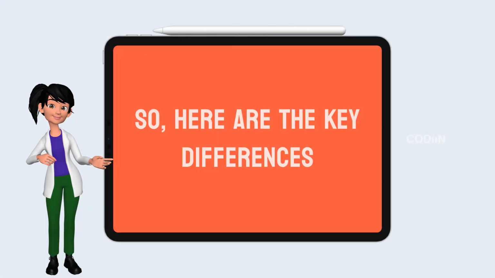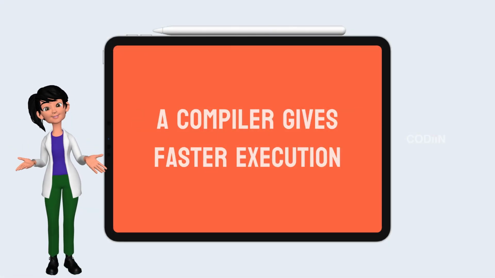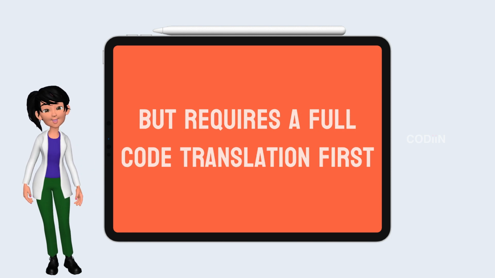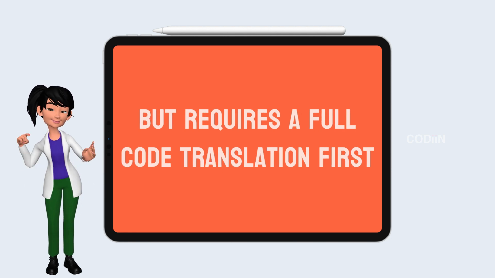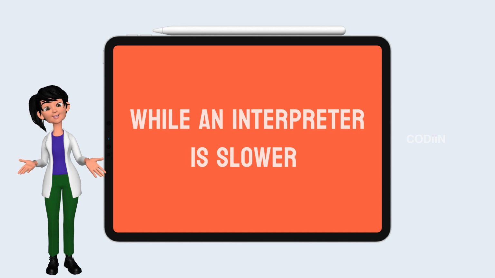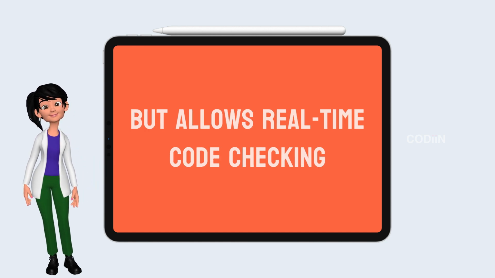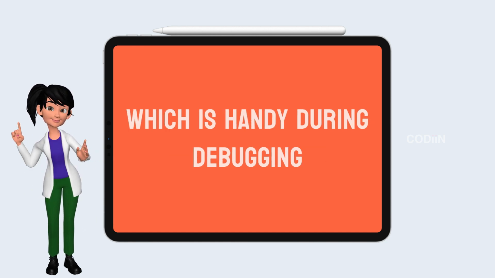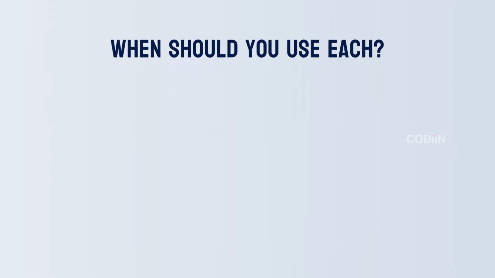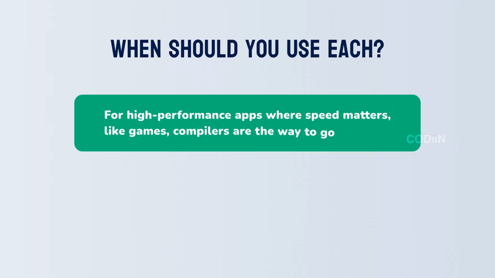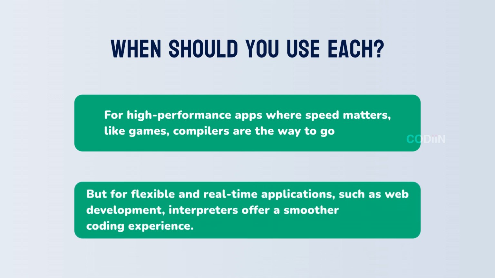So here are the key differences. A compiler gives faster execution but requires a full code translation first, while an interpreter is slower but allows real-time code checking, which is handy during debugging. When should you use each? For high-performance apps where speed matters, like games, compilers are the way to go. But for flexible and real-time applications, such as web development, interpreters offer a smoother coding experience.